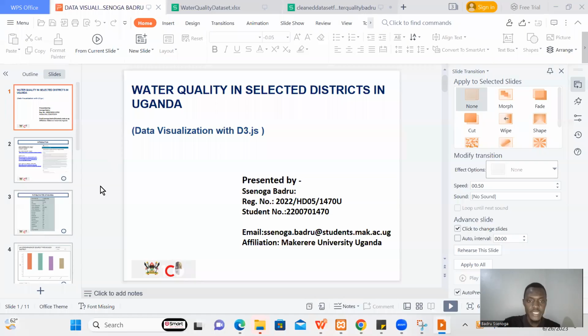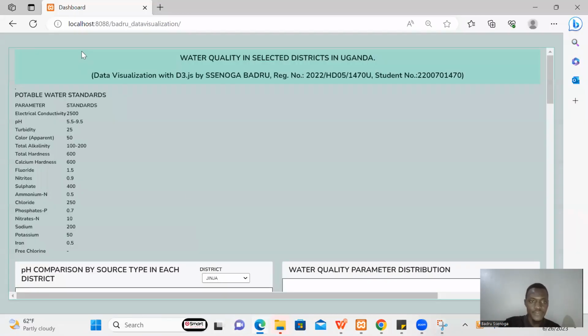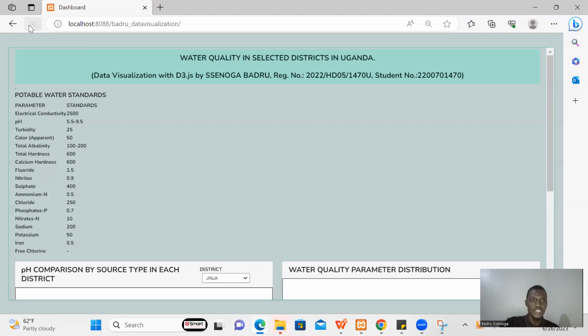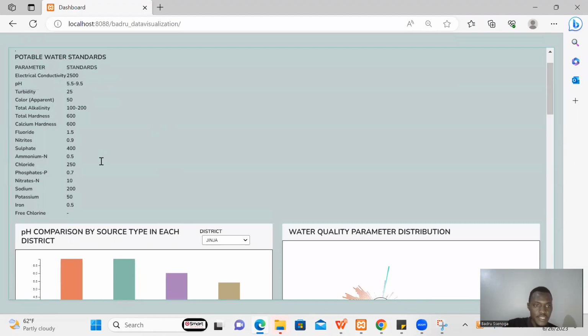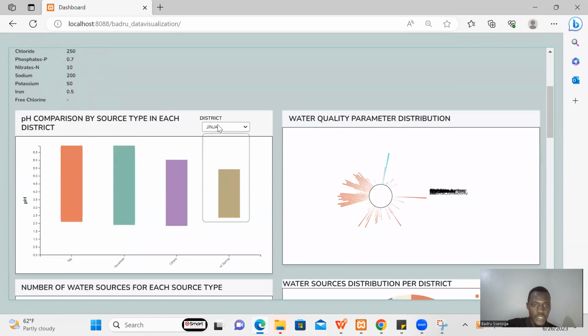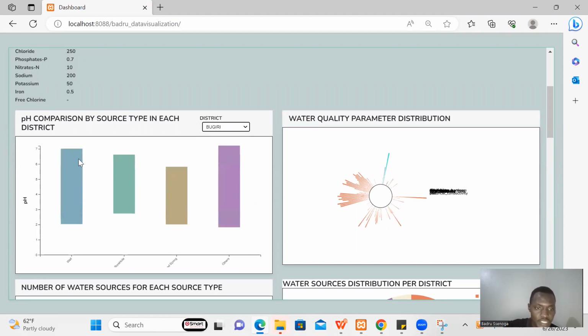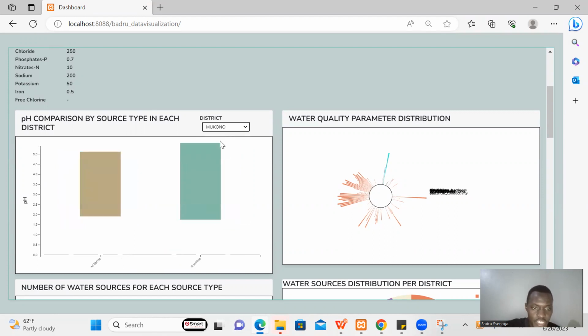So allow me to take a look at the actual code. So this is my dashboard. This is a standard, as we saw in the slides. Here, in case I want to check, this is a drop down. If I want to check for Bojiri, it changes automatically, as you see. Mukono here shows that there are only two source types. There is a borehole and protected spring. The rest are not there.